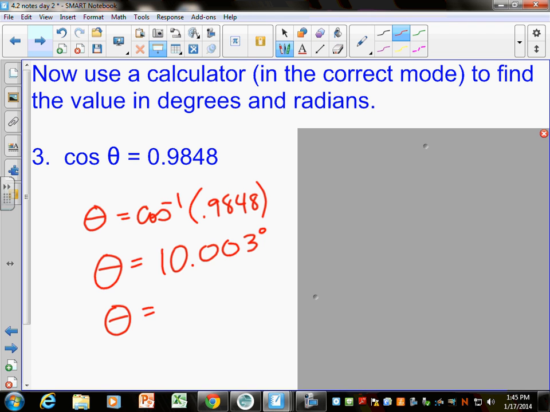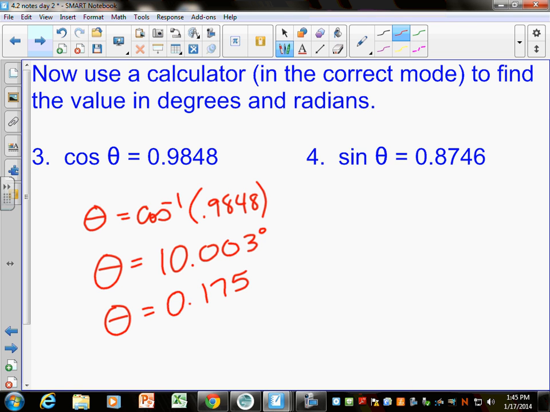So what is about 10 degrees in radians? It should be about 0.175 radians. Did you get that or not get that? Anybody need calculator help? If you're good with that, go ahead and try for sine. Just know that the negative 1 is what you do when you're solving for an angle. So that's radians, that's right. To get degrees, you have to change the mode. That's part of the answer. You have to give it in both degrees and radians. Anyone else need calculator help?